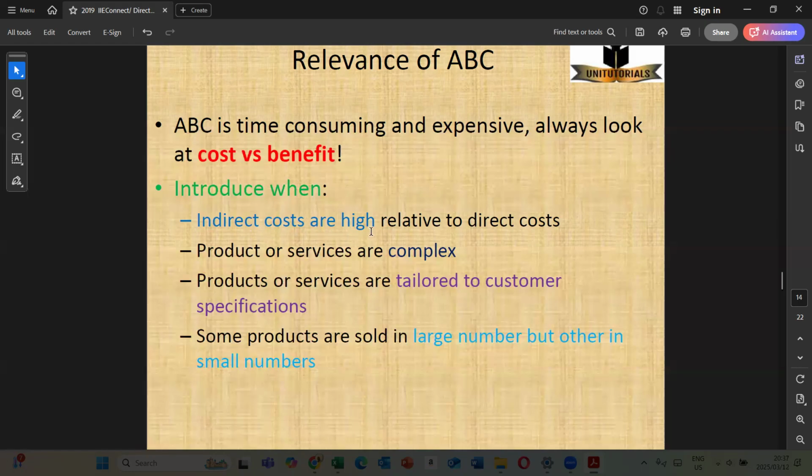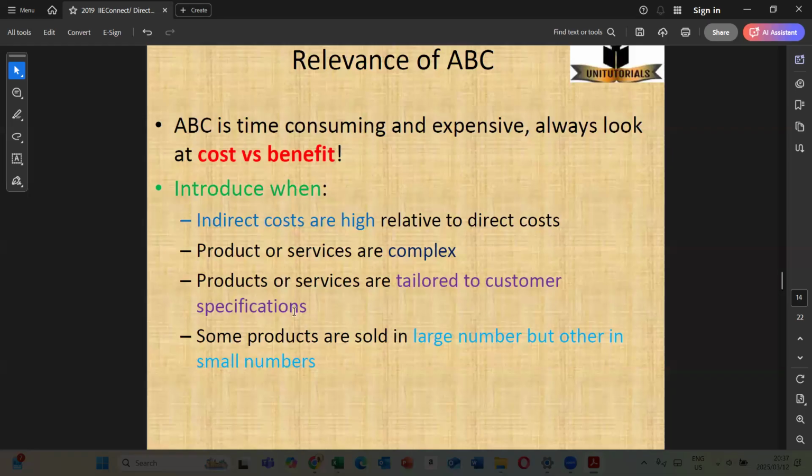Introduce it when indirect costs are high relative to direct costs. In other words, ABC is more usable where indirect costs are high relative to direct costs. Remember, we mentioned earlier that in the modern world there are more indirect costs. We're using robots, so labor cost is going down. There's more cost coming from the usage of robots, computers and machinery, so there's less labor cost compared to the old system. Products or services are complex, and tailored to customer specifications.